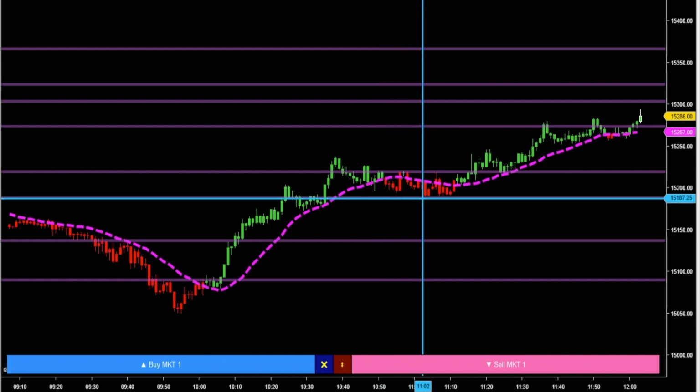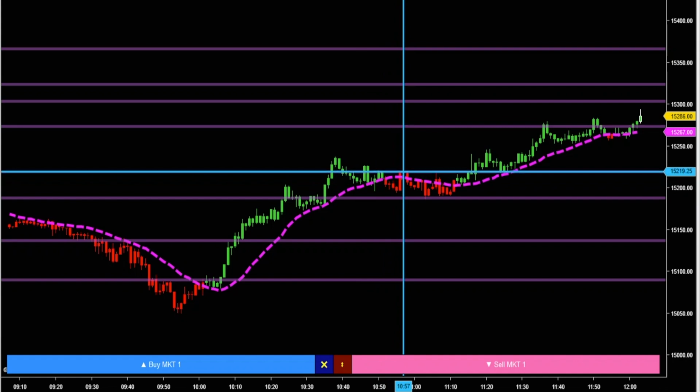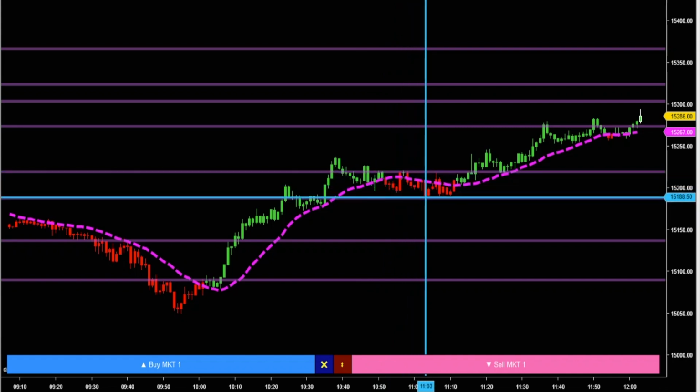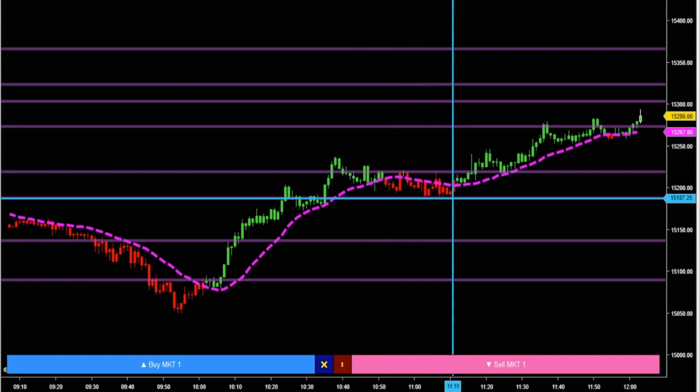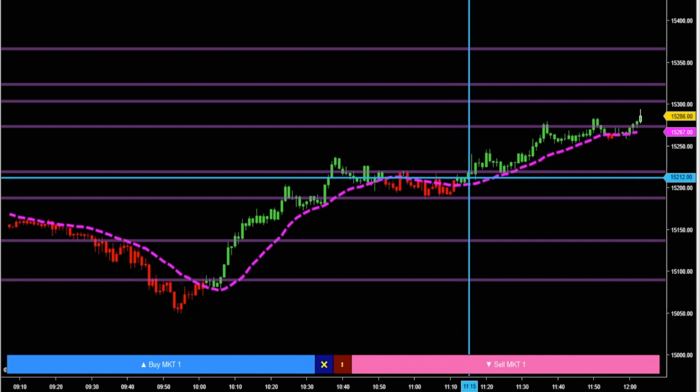There's a 13-point move. We had a little bit of a hang up. It went back up to this support and resistance line before coming back down. So that's our first move. We're getting a lot of consolidation here. It's after 11. I'm not even trading after 11, but let's just see what happened.